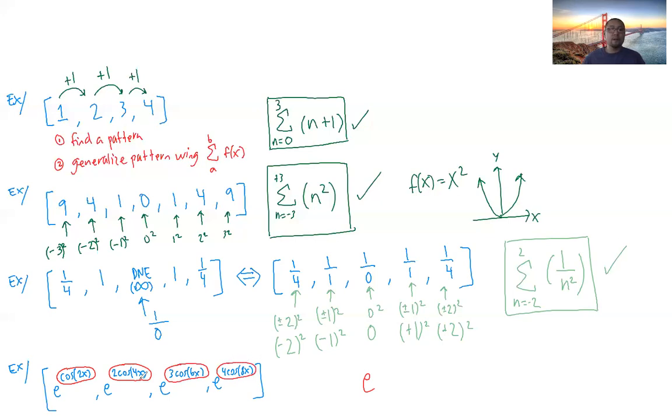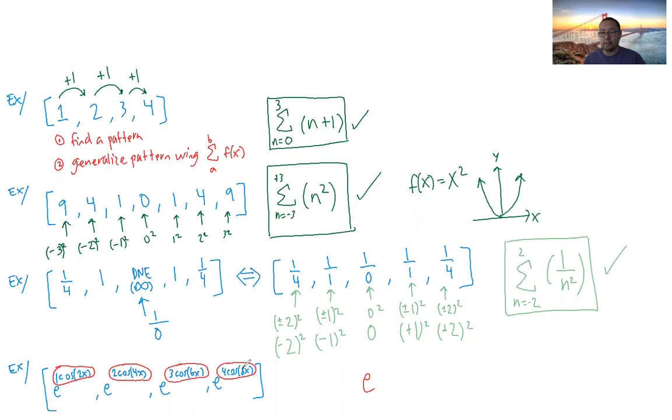The first thing you might notice in here is that cosine of 2x is the same thing as 1 cosine of 2x. This coefficient doesn't make a difference, but if you put it there, you can now compare across because they all look the same. So now you have 1 cosine of 2x, 2 cosine of 4x, 3 cosine of 6x, and 4 cosine of 8x.